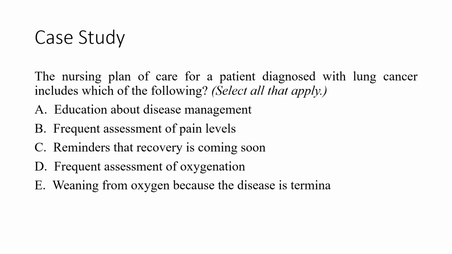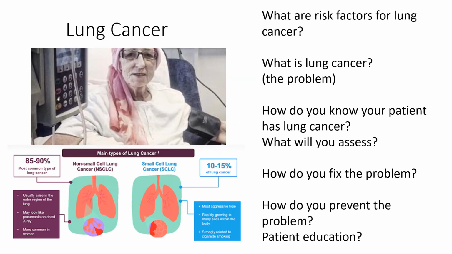A, education about disease management. B, frequent assessment of pain levels. C, reminders that recovery is coming soon. D, frequent assessment of oxygenation. And E, weaning from oxygen because the disease is terminal. So the answer is A, education about disease management. B, frequent assessment of pain levels. And D, frequent assessment of oxygenation. And we'll get more into that on the next slide right here.